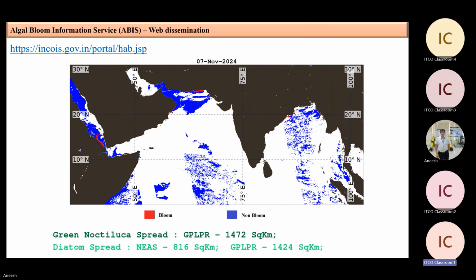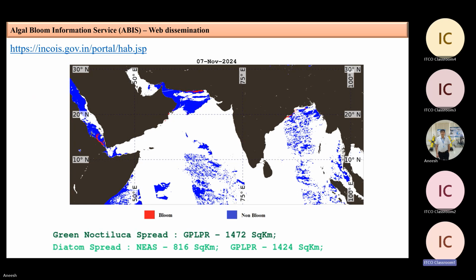So using this combination, we give a map with the information on the occurrence of bloom, whether there is a bloom or non-bloom, and what types of plankton are present, like whether it is Noctiluca or diatoms. Right now we only give the spread of that. There is no absolute magnitude or number for that, only the spread, the area. This is also available on our website. This is taken from the 7th of November, where you can see there is a bloom north of Pakistan, and also in the southwestern Bay of Bengal.